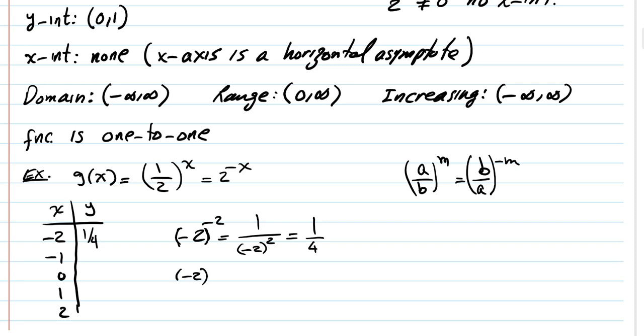When x is -1, -1 to the -1 power, that's the same as -2 to the -1 power, is the same as 1 over -2 to the first power. That's just -1/2. Right?